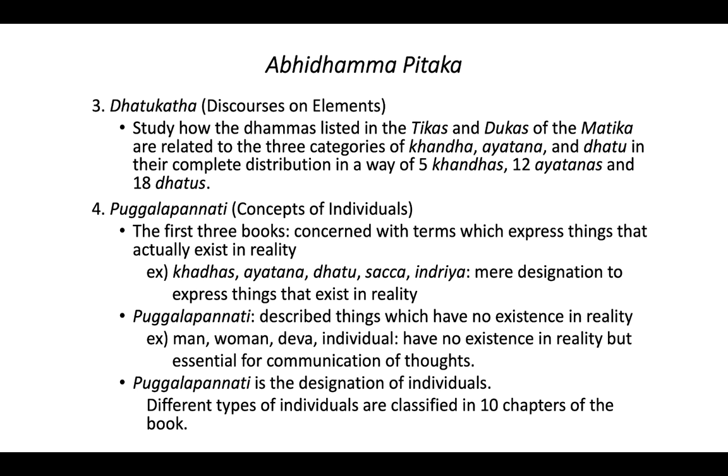The terms concerning individuals are given more weight and space in the treatise. Hence, its title, Puggala Paññatti. Puggala means individual, so Puggala Paññatti means designation of individual. Different types of individuals are classified in 10 chapters of the book. The first deals with single types of individual, the second with pairs, the third with groups of three.